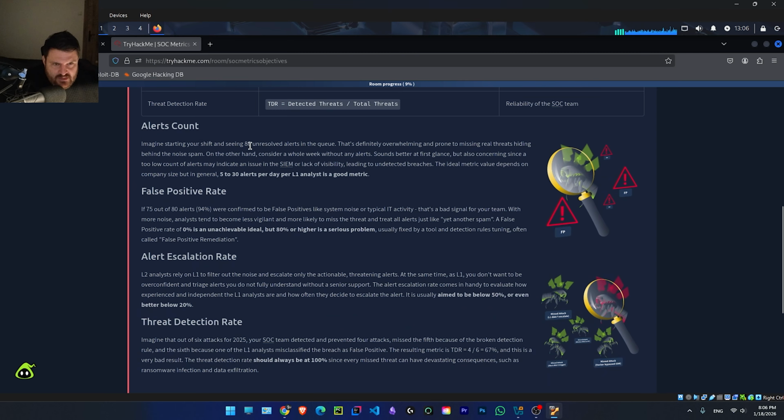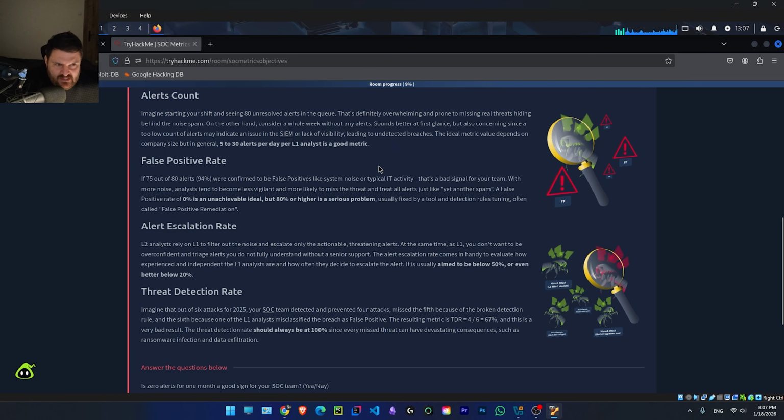Alert count. Imagine starting your shift and seeing 80 unresolved alerts in the queue. That's definitely overwhelming and prone to missing real threats hiding behind noise spam. On the other hand, a whole week without any alerts sounds better at first glance, but is also concerning, since a too low count of alerts may indicate an issue in the SIEM or lack of visibility, leading to undetected breaches. The ideal value depends on company size, but in general 5 to 30 alerts per day per L1 analyst is a good metric.